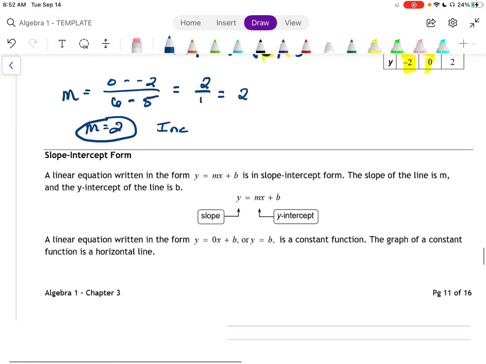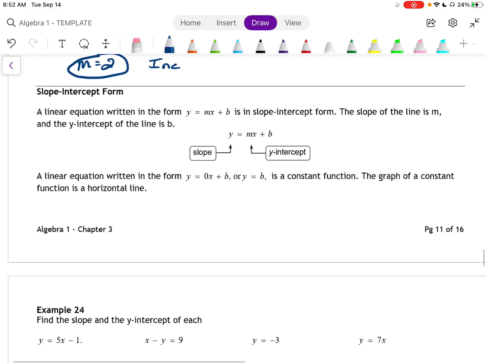All right, slope-intercept form. A linear equation written in the form y equals mx plus b is in slope-intercept form. The slope is m, and the y-intercept is b. A linear equation written in the form y equals 0x plus b, or y equals b, is the same thing as what was in our yesterday's notes, a constant function.